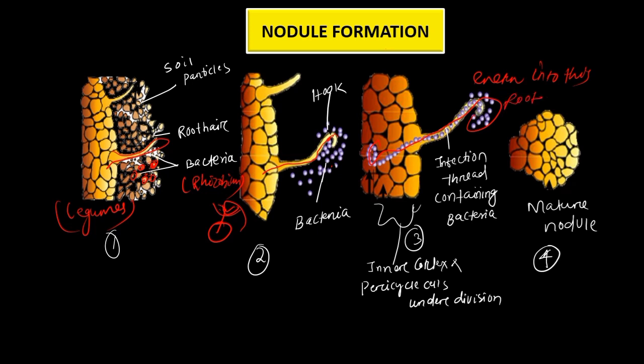Division of the bacteria in the root cell forms a nodule-like structure. This is known as a mature nodule-like structure. This structure is called an infection thread containing bacteria. Here we see infection with a bacteria, but here it forms a nodule, a swelling structure, the mature nodule. This mature nodule helps in fixation of nitrogen. So this is the overall concept of nodule formation.